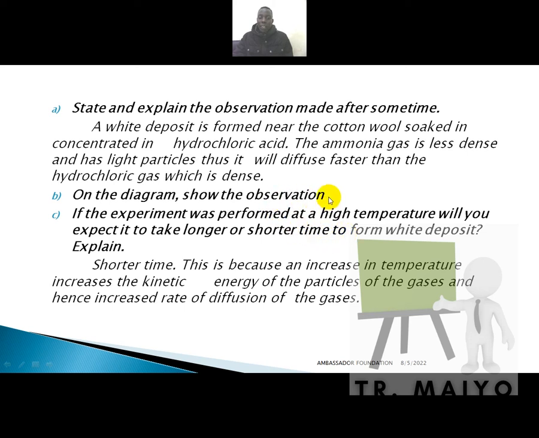This is a different question. If the experiment was performed at a high temperature, would you expect it to take a longer or shorter time to form a white deposit? Explain. Of course, when you increase the temperature, it will take a shorter time because kinetic energy is increased, and that increases the rate of diffusion.